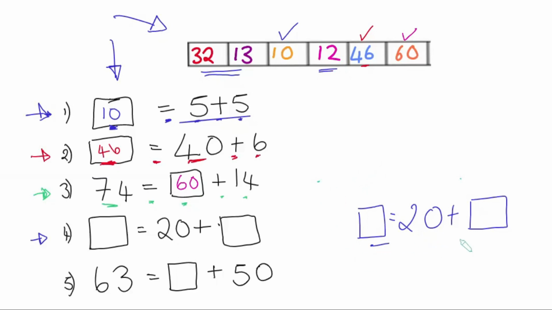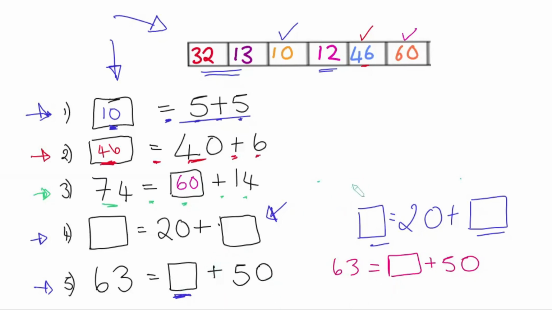But because we have two gaps here, it could be a variety of numbers. So by the process of elimination, what we're going to do is move to the last one, because we know that we only need one number for the last one. So the other leftover numbers have to go here, don't they? So we're going to do this one first, okay? Brilliant. So this one reads 63 is the same as something plus 50. Okay? 63 is the same as something plus 50.